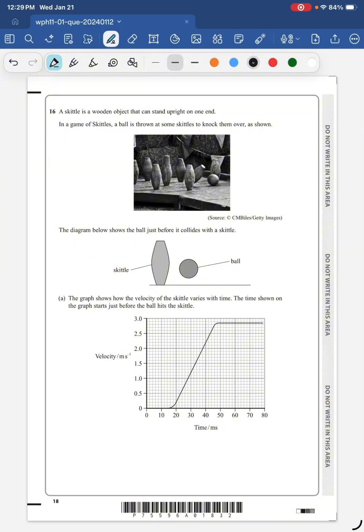This looks like bowling. I've never seen this before. If you guys have seen this or if you have played this game, let me know in the comments. Please write in the comments.